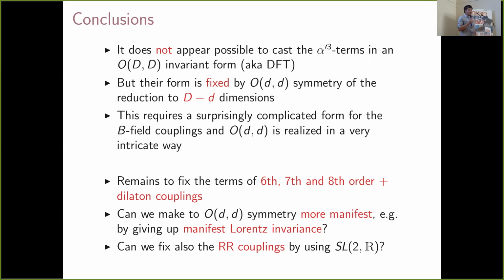I see. You can make it O(D,D) invariant when you reduce from 10 to 10 minus D dimensions, at third order of alpha prime. That will be true at third order in alpha prime, yeah. I see. Yes, provided you add the specific term, it fixes the result in 10 dimensions.